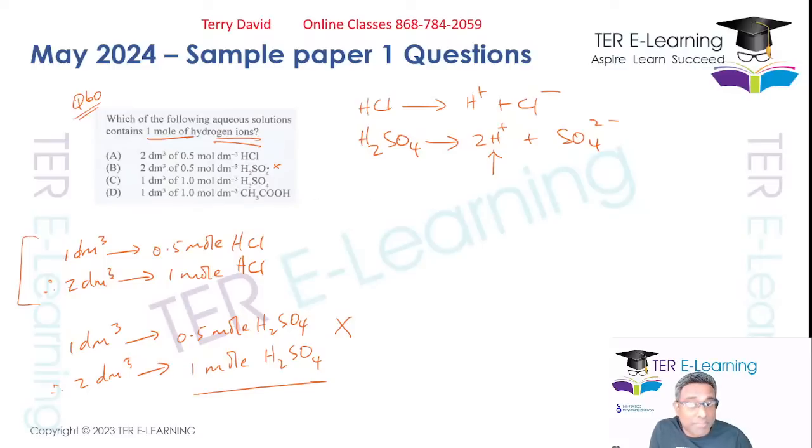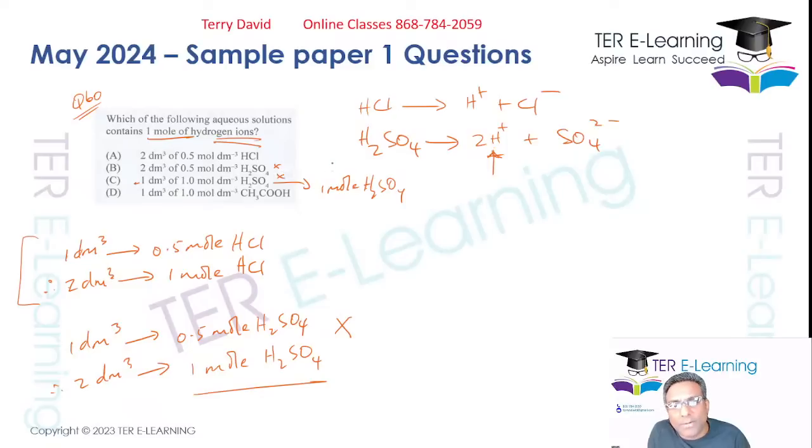So it's not B, it can't be B, right? If we change this now, let's look at C. For C, the concentration of the sulfuric acid is 1 mole per dm cube, and you have 1 dm cube here. So this corresponds to exactly 1 mole of sulfuric acid, right? But the way sulfuric acid ionizes, you're going to get 2H plus here. So this is out as well. C is out as well.